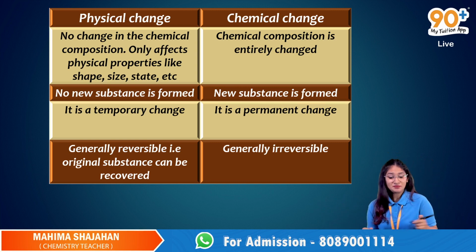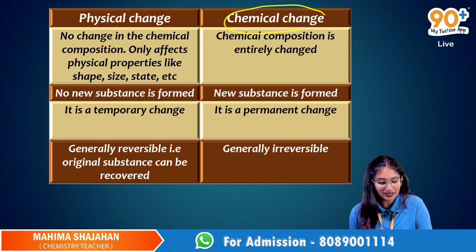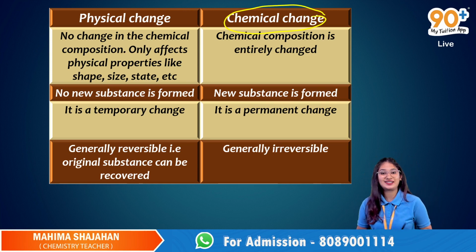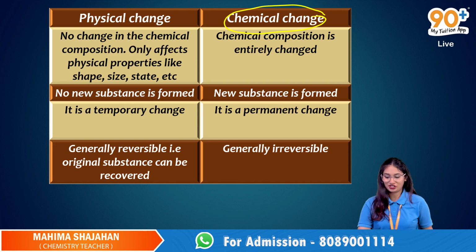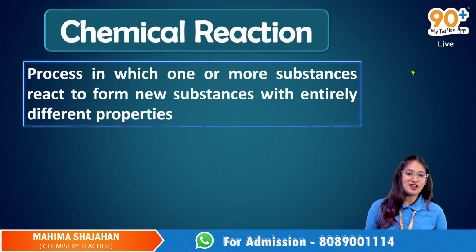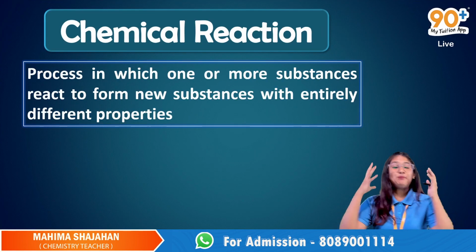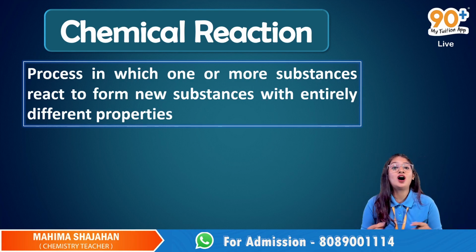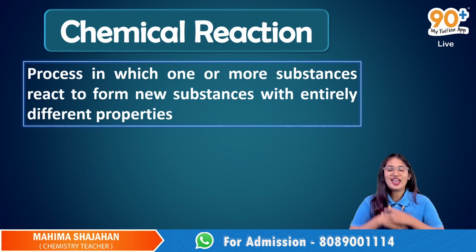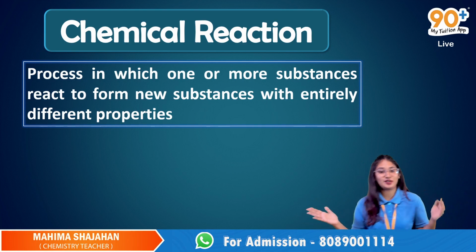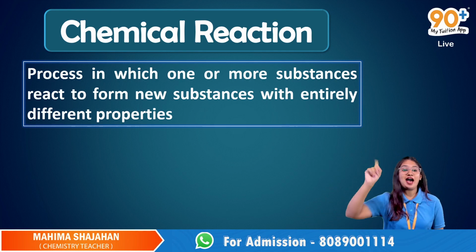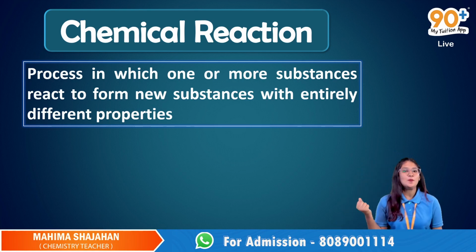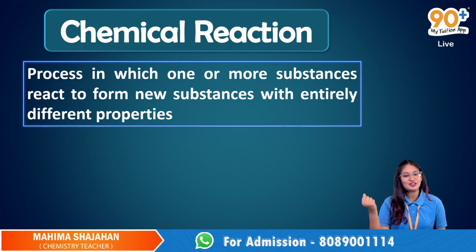Now my point is the process of the chemical change. The process of a chemical change taking place, what do we call it? Chemical reaction. So that's it. You got the definition. What is a chemical reaction? The process in which one or more substances react to form a new substance with entirely different properties. What you get after a chemical reaction is not what you had at first. A totally new substance is produced. That is what we call a chemical reaction.